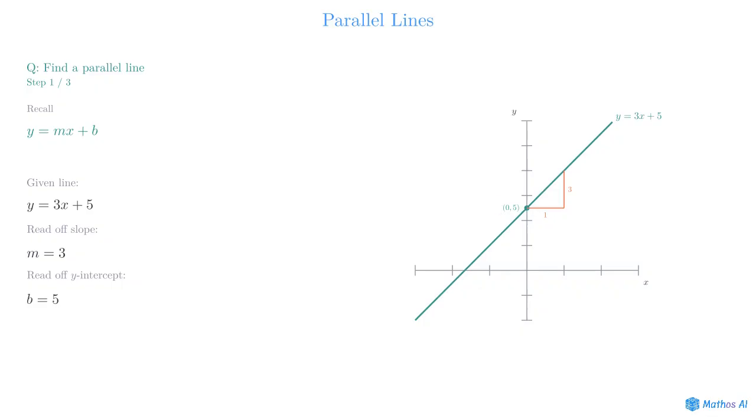Now, what does it mean for two lines to be parallel? Step 2. Parallel lines never intersect. They must have the exact same slope. So the new line must also have slope m equals 3.